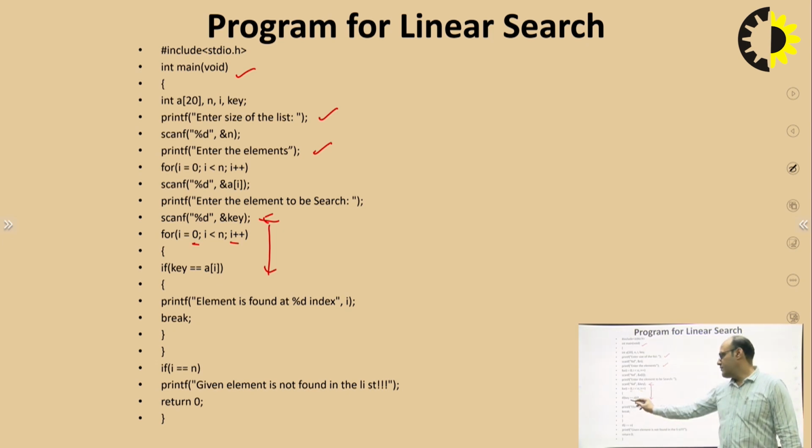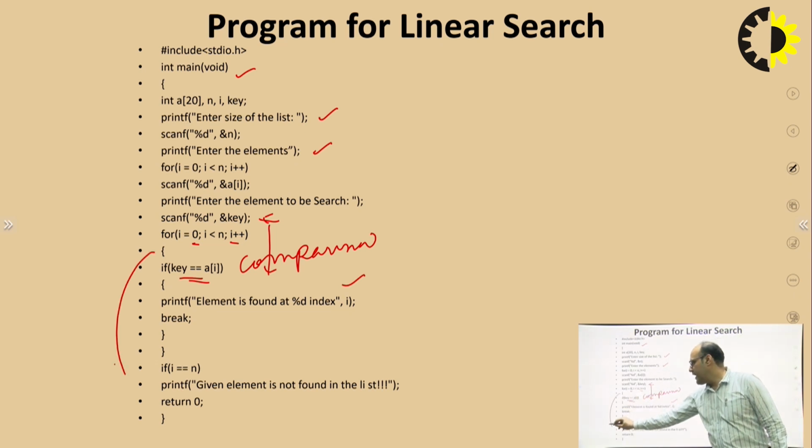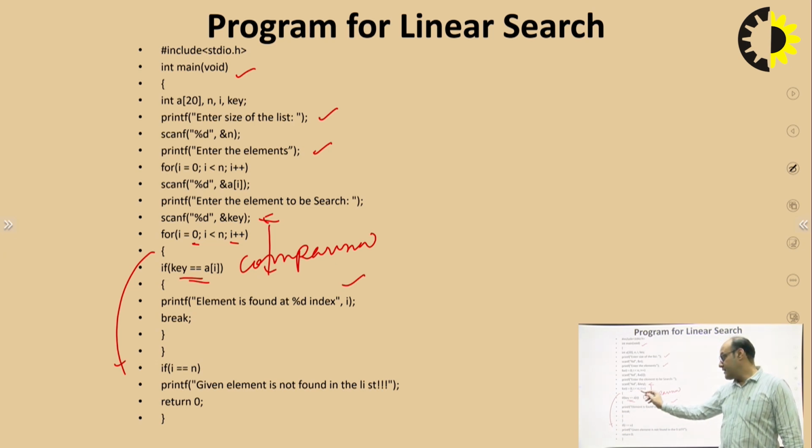Okay, then we will check, comparison will take place here. If we find the element, then we will print the element is found at location I. Otherwise, when we exit from the loop, when we keep on incrementing and we reach another position, I have put here the condition: if I is equal to n, then it will print the element is not found. Okay, this is a simple program of linear search.